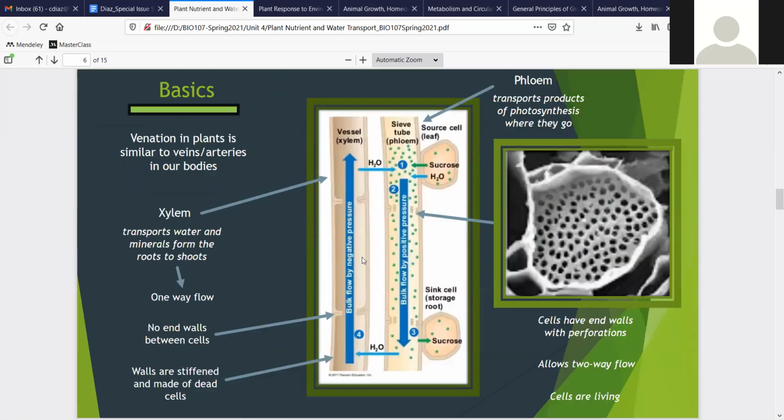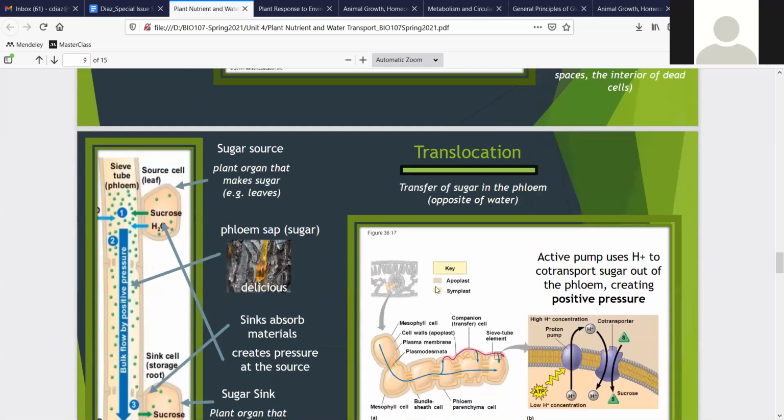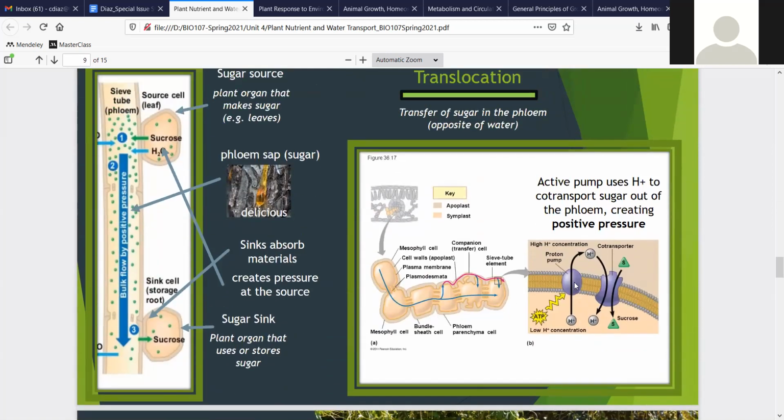But just in terms of translocation, I mostly just want you to know about those different things, and that some of it is actively pumped through, say, positive pressure or something like that. I'm not going to ask you too much about that, but I do want you to know how transfer of sugars through the phloem is necessary, and kind of where they go and why the plant would want to move them.